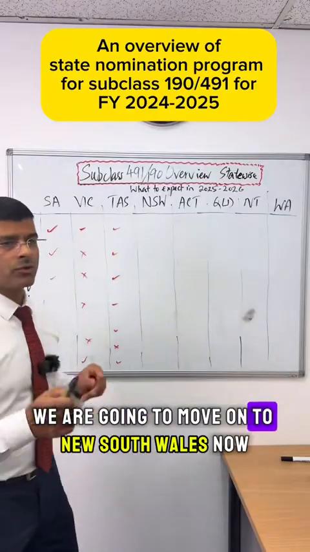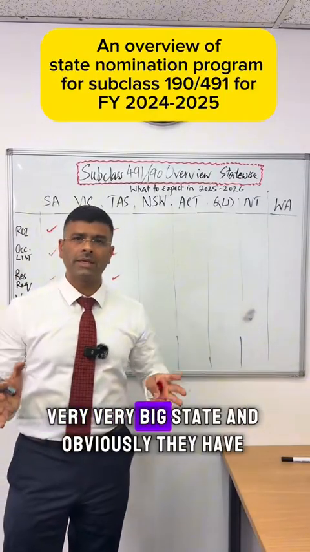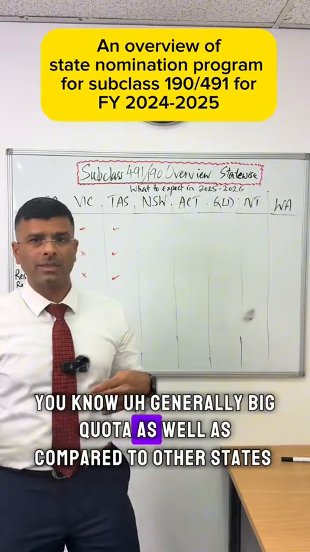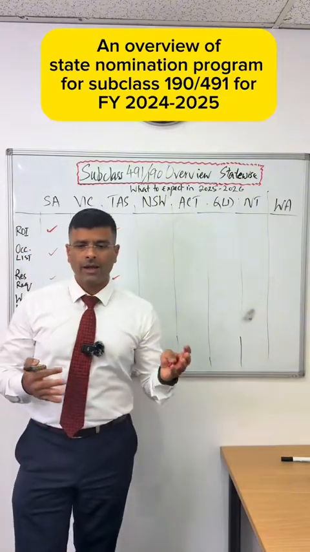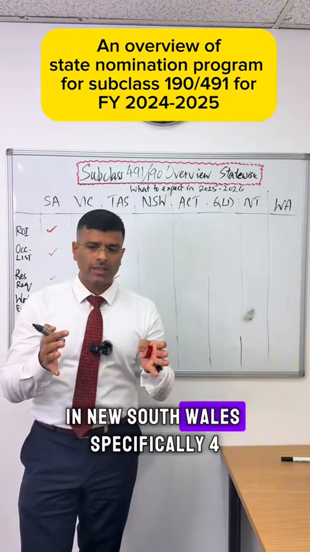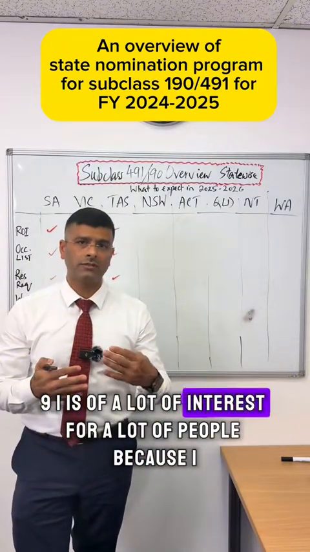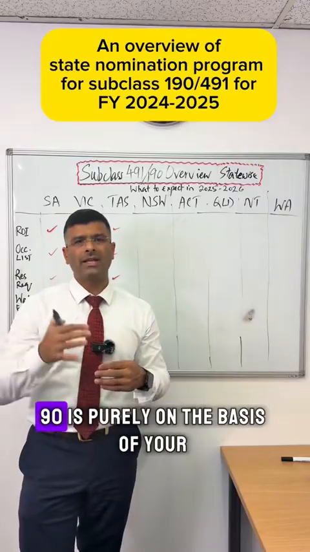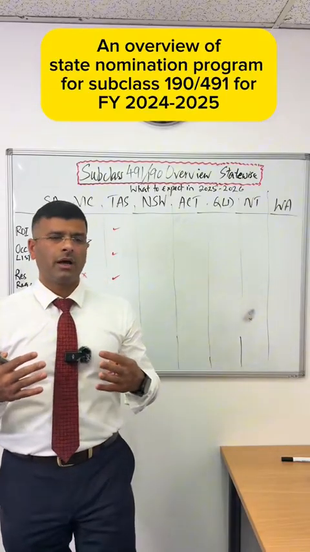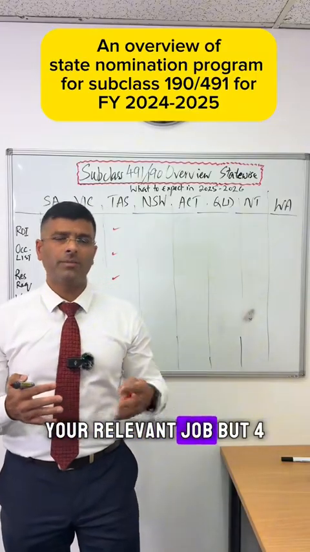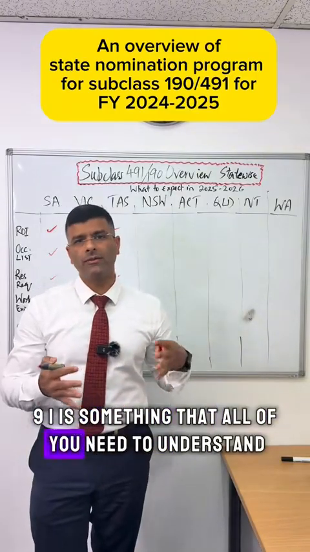We are going to move on to New South Wales now. Very, very big state, and obviously they have generally a big quota as compared to other states. In New South Wales, specifically 491 is of a lot of interest for a lot of people, because 190 is purely on the basis of your profile, number of points, your relevant job, but 491 is something that all of you need to understand.